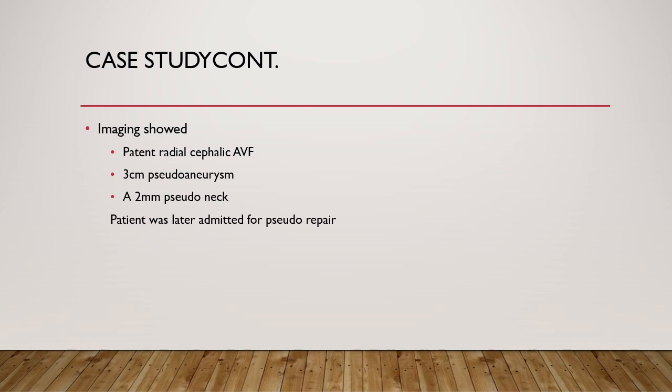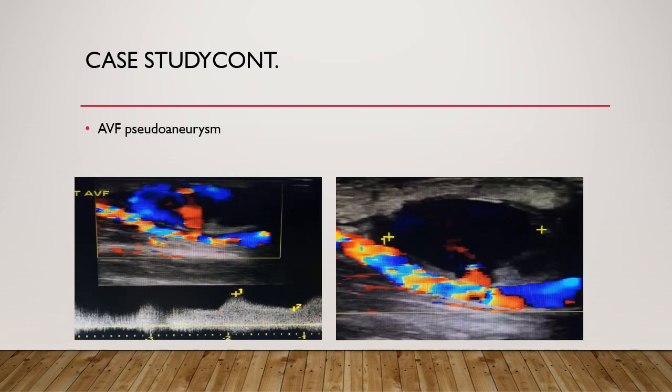On this patient, imaging showed patent radiocephalic fistula, a 3 centimeter pseudoaneurysm, a 2 millimeter pseudoneck, and patient was later admitted for pseudoaneurysm repair. So in the next few images here, you can see the large pseudoaneurysm. You can see in that first image the flow into the pseudoaneurysm. The second image here was the measurement of the pseudoaneurysm on this patient with a large pseudoaneurysm in the fistula, arising from the fistula.